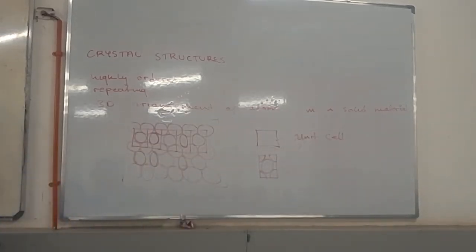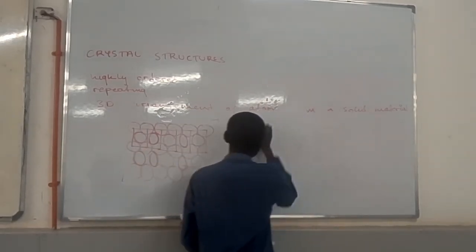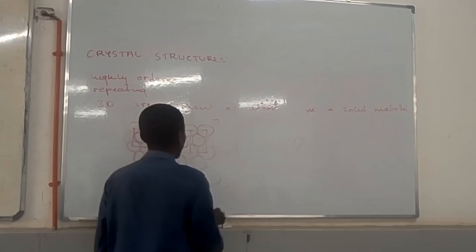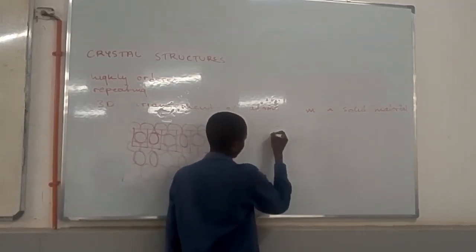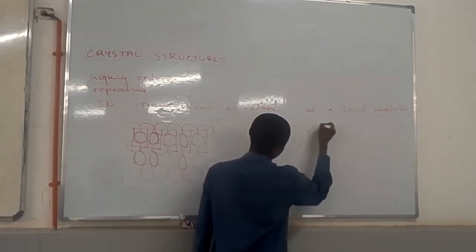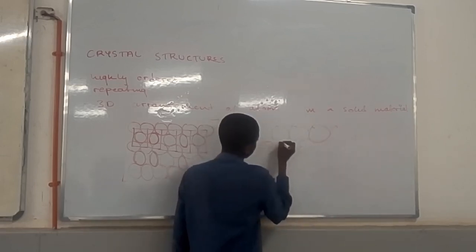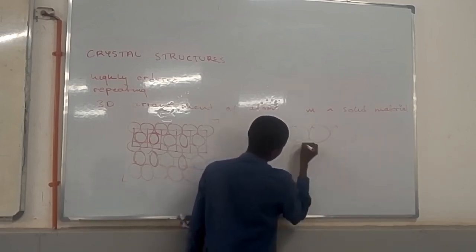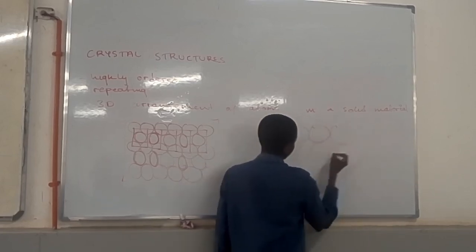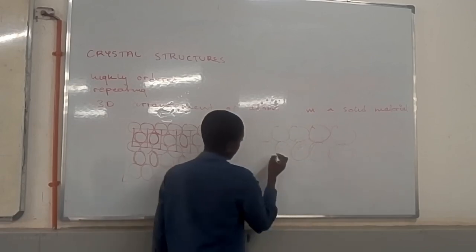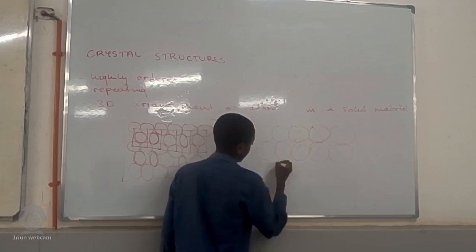The repeating factor of a crystal structure. So maybe I draw a different crystal structure rather than this one. The simplest arrangement that we have of atoms inside a 3D solid material is this one. This is the simplest arrangement that we have.